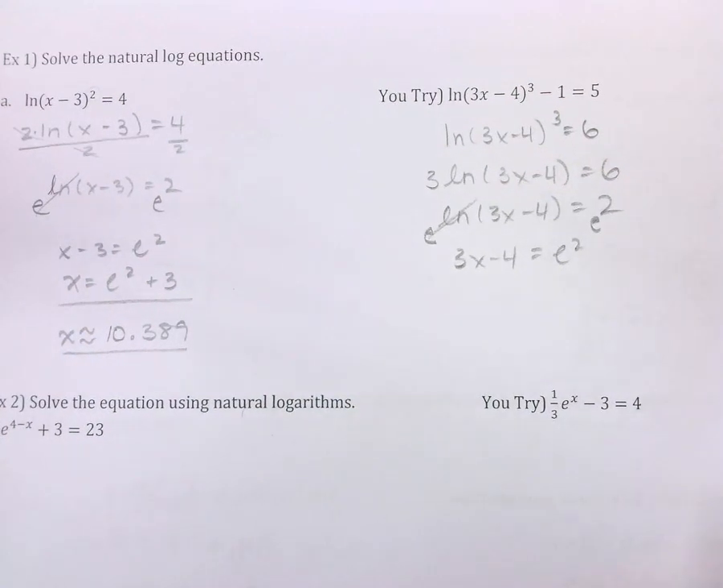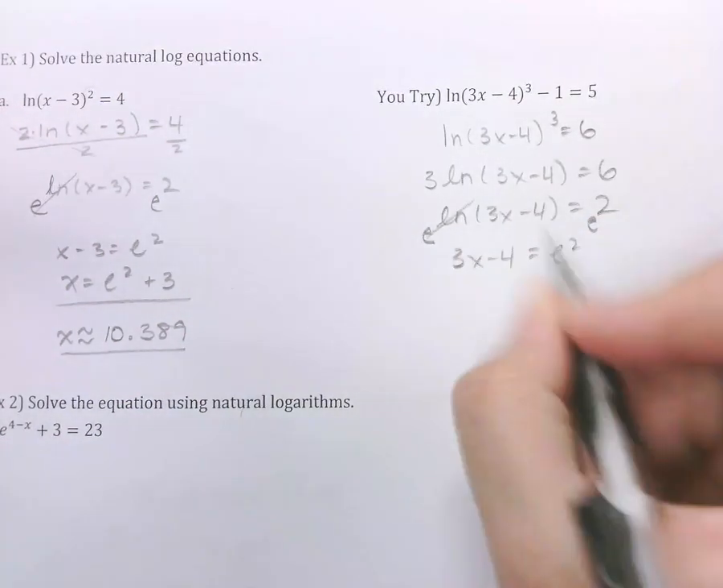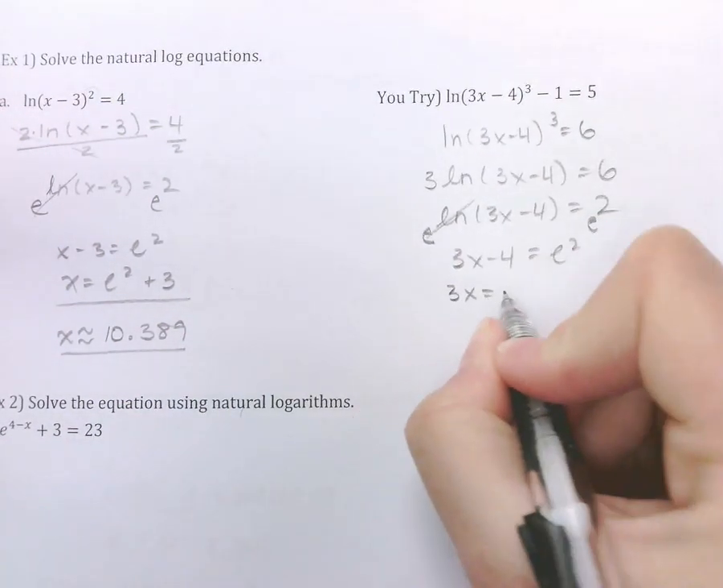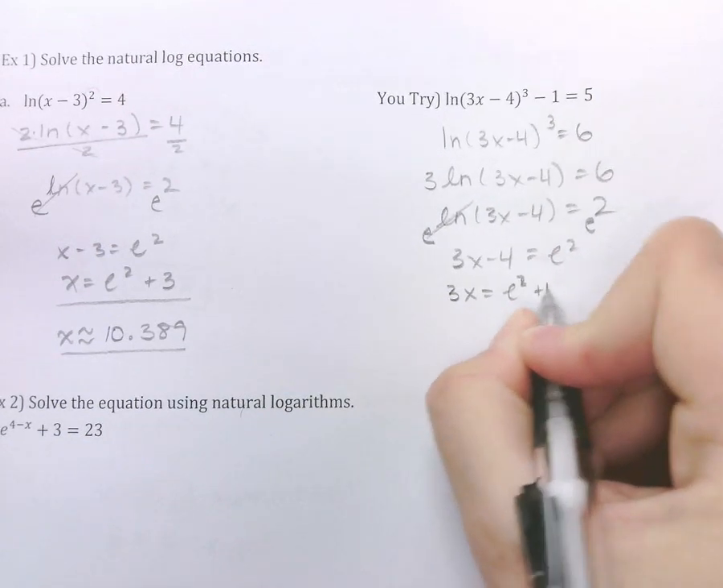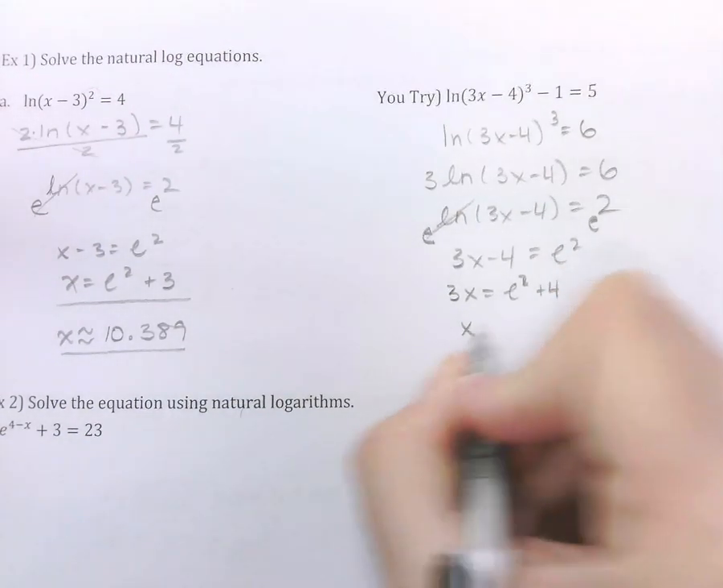You need e to get rid of the natural log. I forgot to use e, guys. I literally just finished, like, completely wrong. Look at what I did. You need e to get rid of the natural log. Then we can add 4 and divide everything by 3.